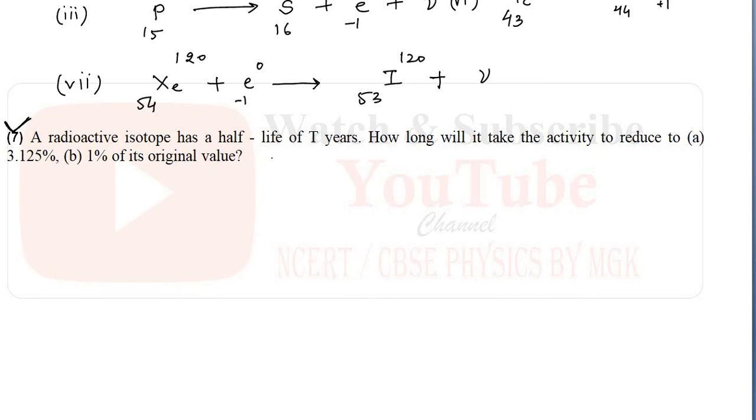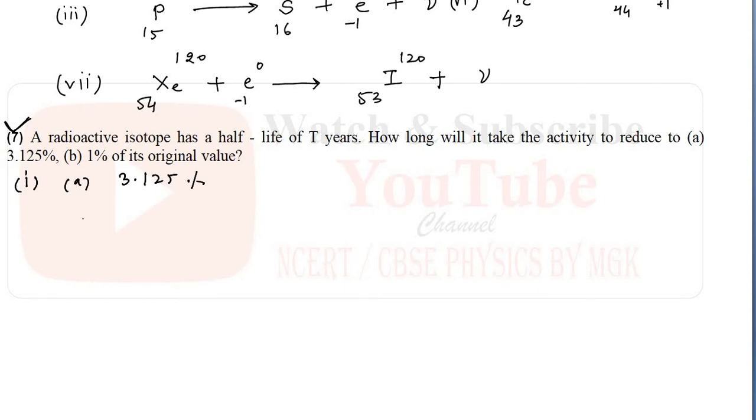A radioactive isotope has half-life T years. How long will it take for the activity to reduce to 3.125% and 1% of the original value? So first we start with how long it will take for the activity to reduce to A, that is equal to 3.125%.